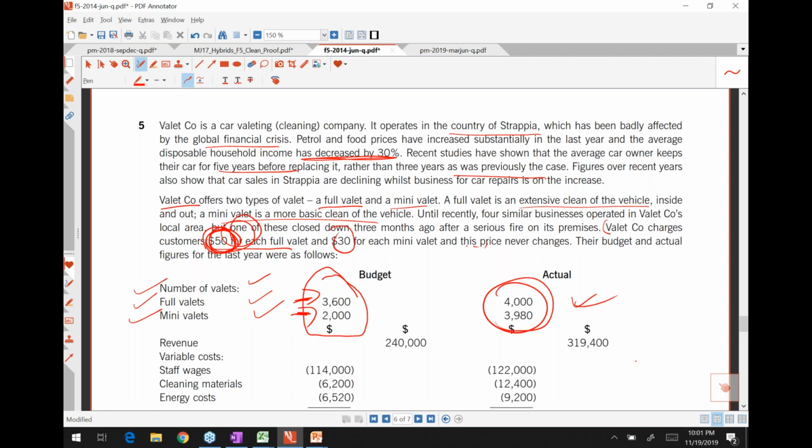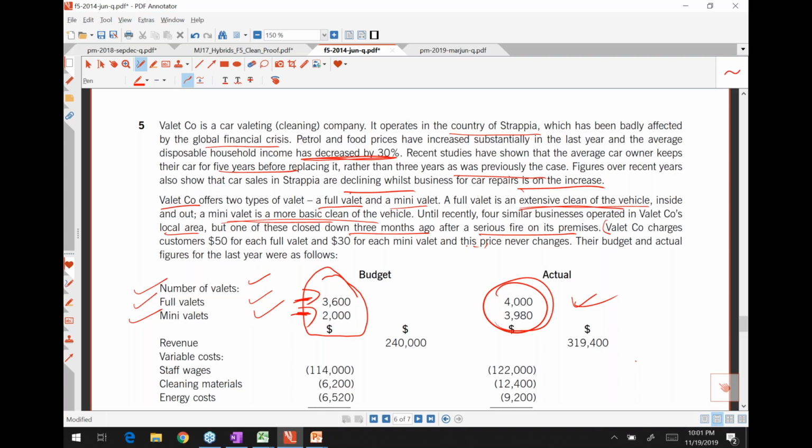Figures over recent years also show that car sales in Australia are declining while the business for car repairs is on an increase. Valet Company offers two valets, mini and full. Full is an extensive clean, mini is a more basic clean. Until recently, four similar businesses operated in Valet Company's local area, but one of these closed down 3 months ago after a serious fire on its premises.